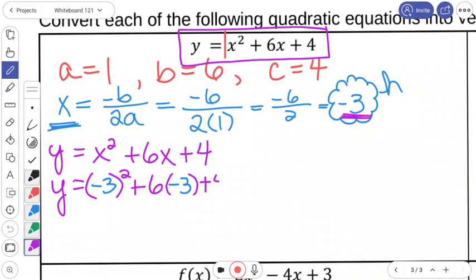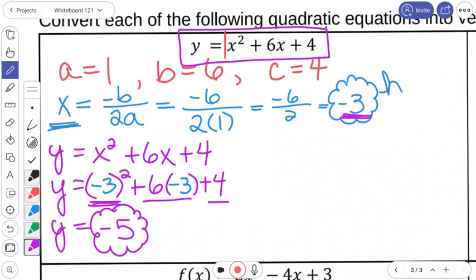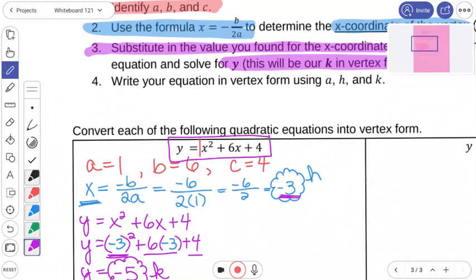And then plus 4. So you can simplify this in your head. You can use your calculator if you need to. Just make sure that anytime you square something, you put parentheses around it, because when you square a negative, it becomes positive. So this gives us y equals (negative 3) squared is 9. 6 times negative 3 is negative 18. So we have 9 minus 18, which gives us negative 9. Plus 4 more gives us negative 5. So this right here is the y coordinate of our vertex. And remember, anytime we have the y coordinate of our vertex, we call it our k value. So we've got h and k.